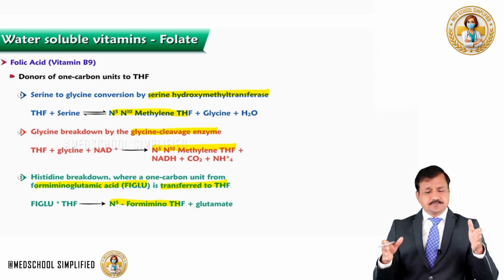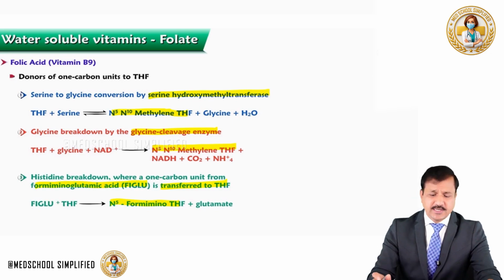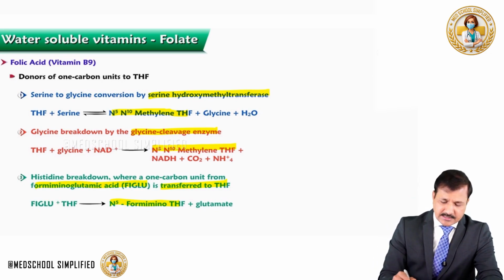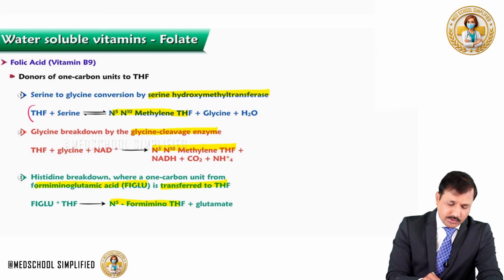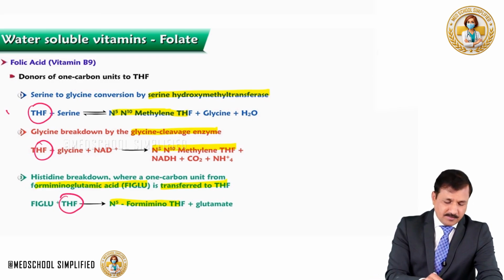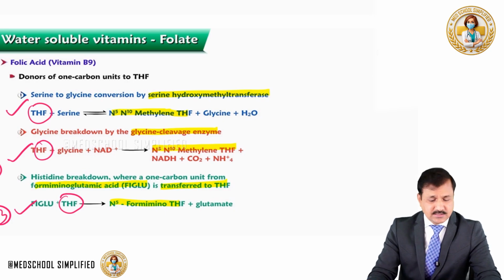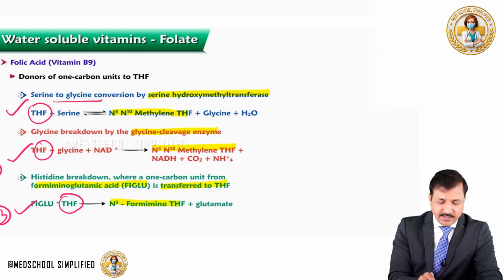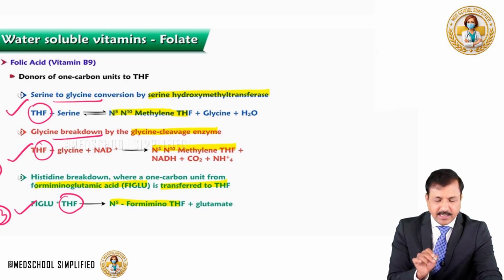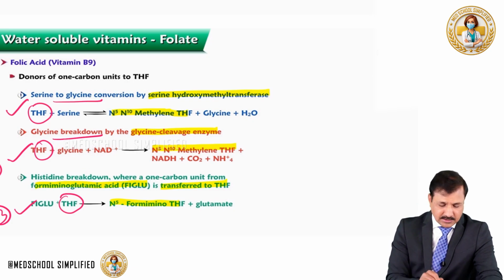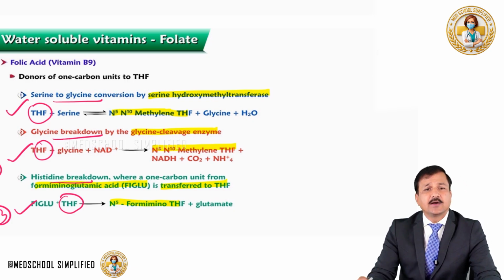So like this, 3 reactions here will act as donors of 1 carbons to tetrahydrofolate, as you see here, number 1, number 2 and number 3. These are the 3 reactions. First is serine conversion into glycine. Second is breakdown of glycine. And the third is histidine breakdown.